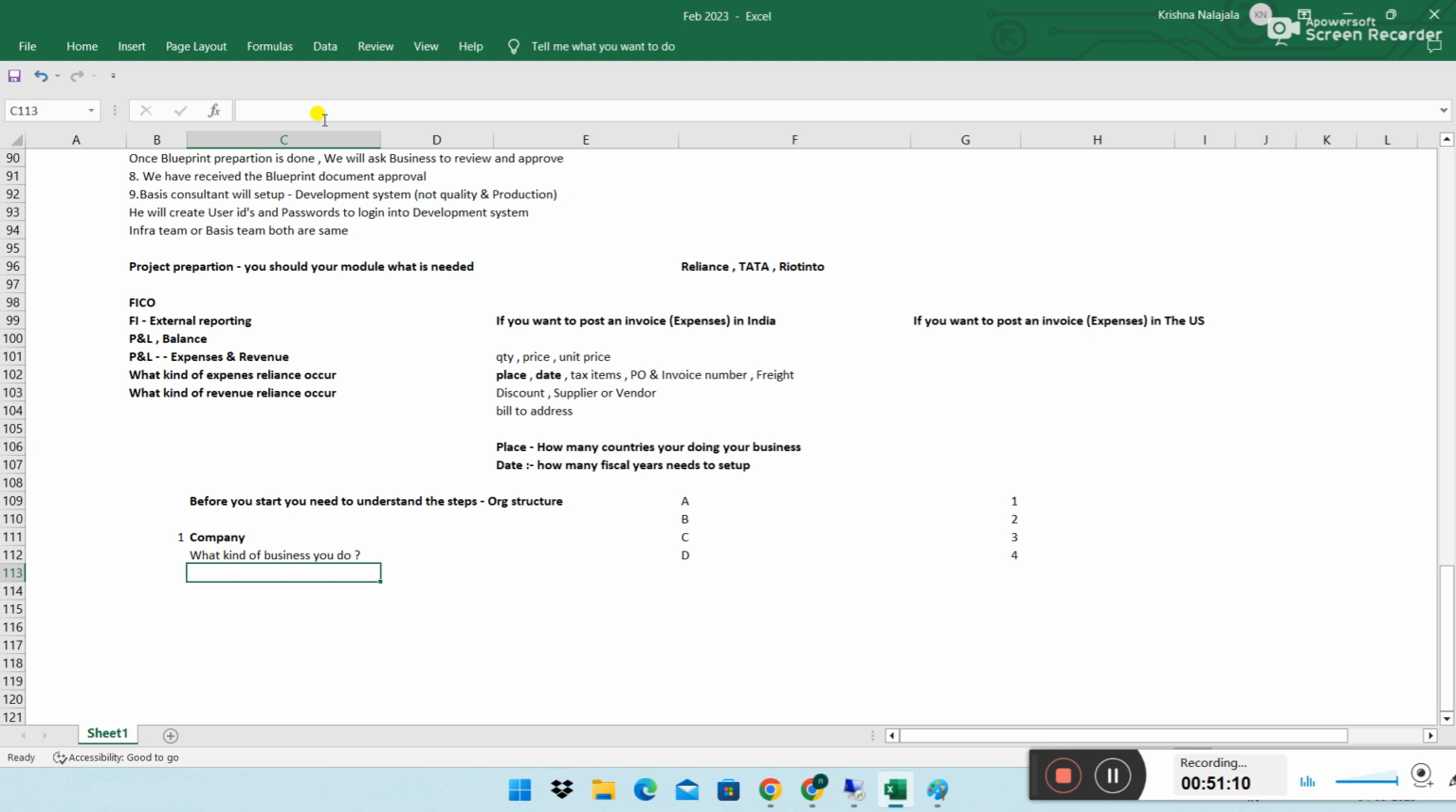Iron, cement, sand. No, I'm not asking that low-level thing. I'm asking high level. What kind of business do they do? They do laying of roads, right? They construct airports, right? They construct maybe irrigation projects. They do housing construction, right?